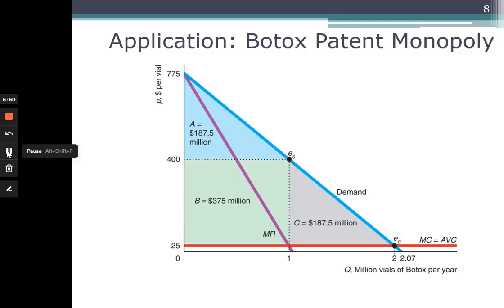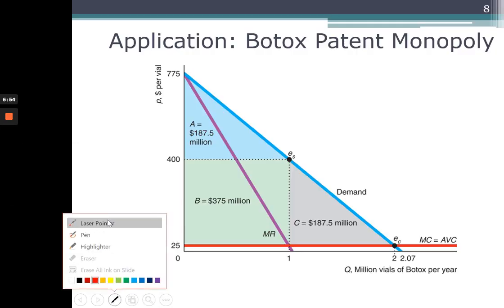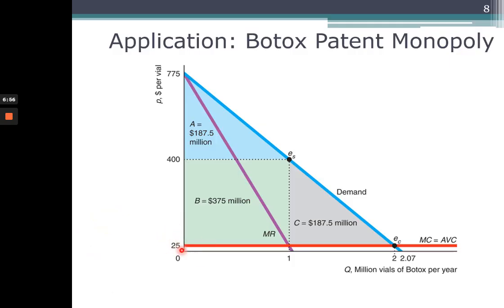If you look at this particular diagram, let's just get the laser pointer here, you can see your marginal cost of a vial of that Botox is very low at $25. It's constant, it's fixed, equal to average variable cost at $25 a vial. Where this monopoly operates, where MR equals MC, at an output of 1 million vials per year, go up to the demand curve and the price charged is $400.